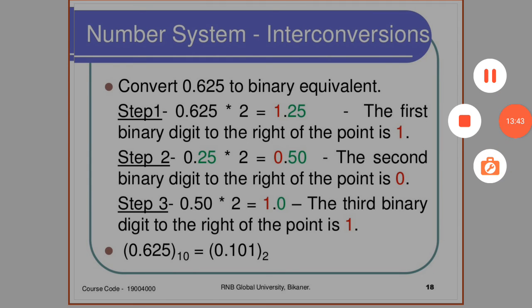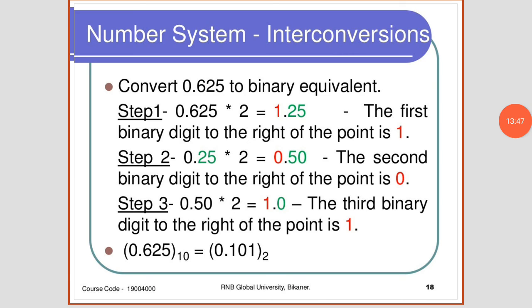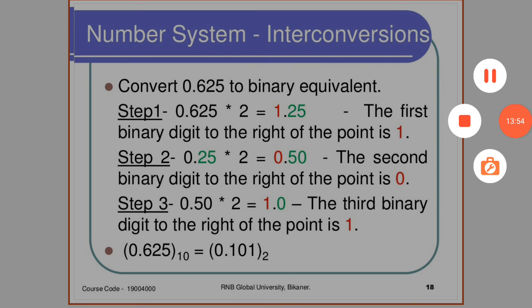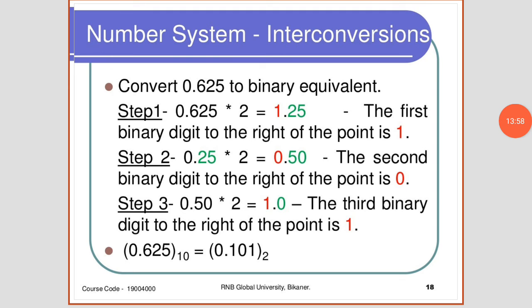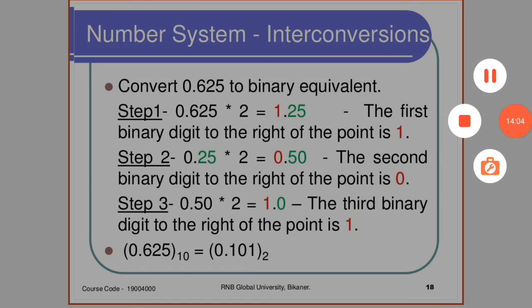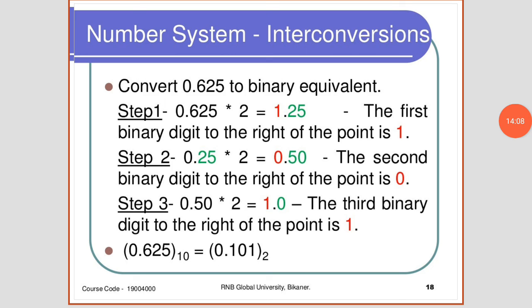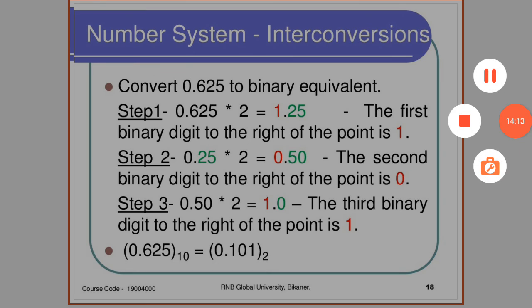Number system interconversion: convert 0.625 to its binary equivalent. Step 1: 0.625 into 2 is equal to 1.25. The first binary digit to the right of the point is 1. Step 2: 0.25 into 2 is equal to 0.50. The second binary digit to the right of the point is 0. Step 3: 0.50 into 2 is equal to 1.0. The third binary digit to the right of the point is 1. So 0.625 decimal converted into binary is 0.101 to the base 2.